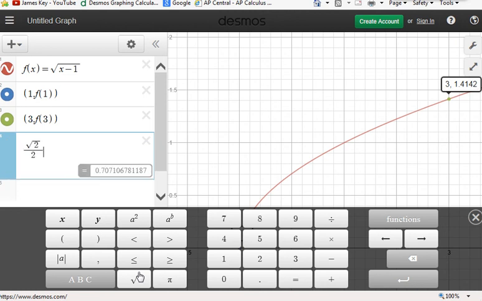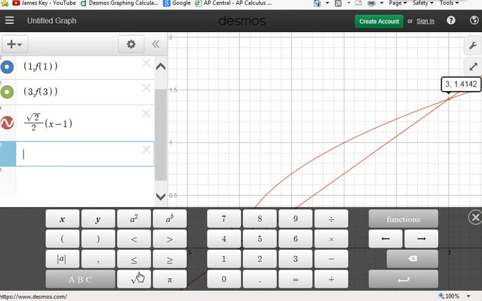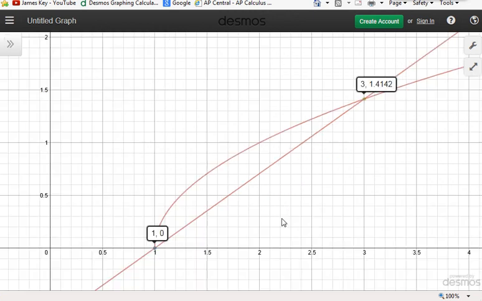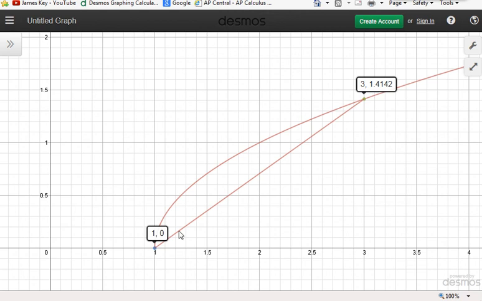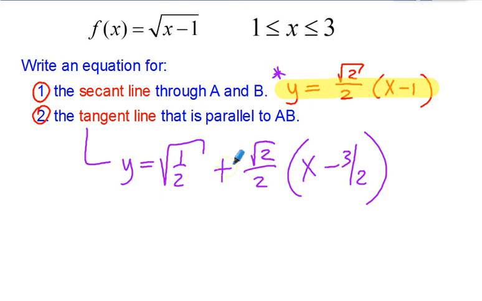Root 2/2 times x minus 1. And let's check our work. Did we get the equation right? We did! That line is indeed passing through the 2 points we were given. So that was the correct equation. And I can even restrict that so that it only goes from 1 to 3. And now you see just the segment that connects those 2 points right there. That's the secant segment. All right, so that indicates that we did this work correctly.